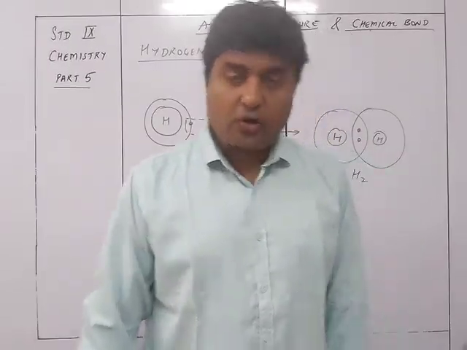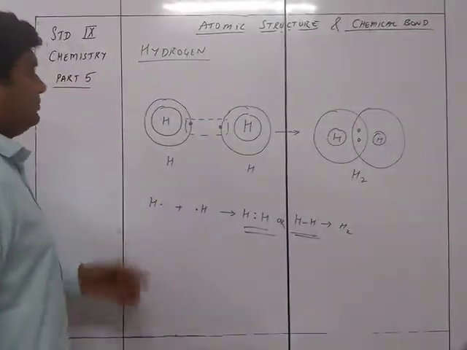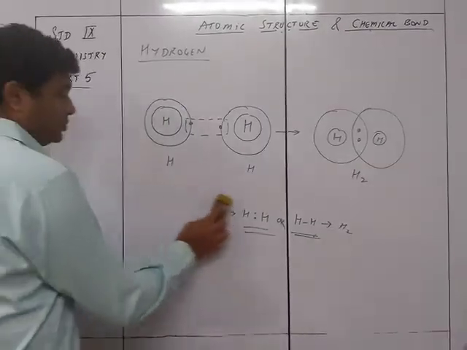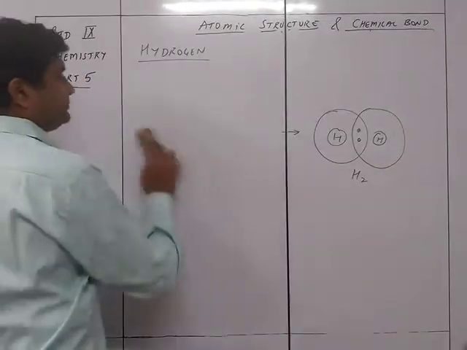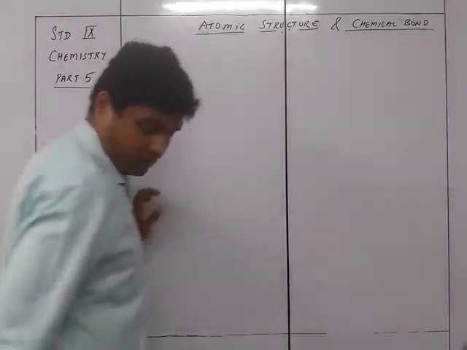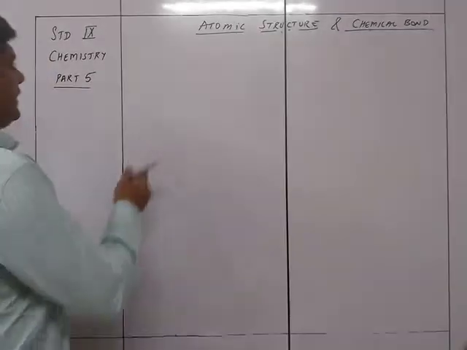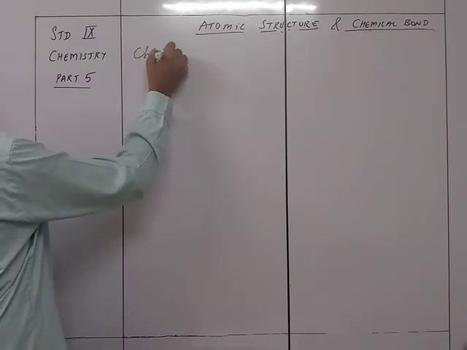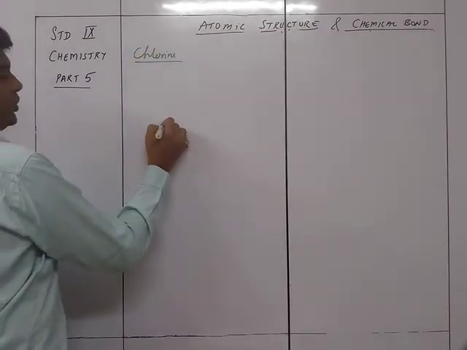Same thing will be for chlorine. If a chlorine gas molecule has to be formed, how will we do it? So let's see chlorine. In case of chlorine, this is the chlorine atom.